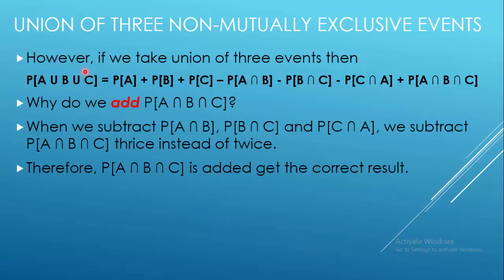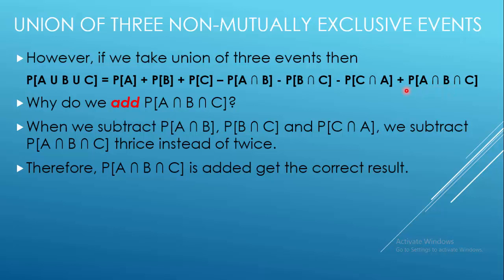Now, if we talk about three events like A, B, and C, and we take the union of these three events, which are not mutually exclusive, then in that case, probability of A plus probability of B plus probability of C minus probability of A intersection B, probability of B intersection C, and probability of C intersection A. Then we have to add the probability of intersection of A, B, and C.